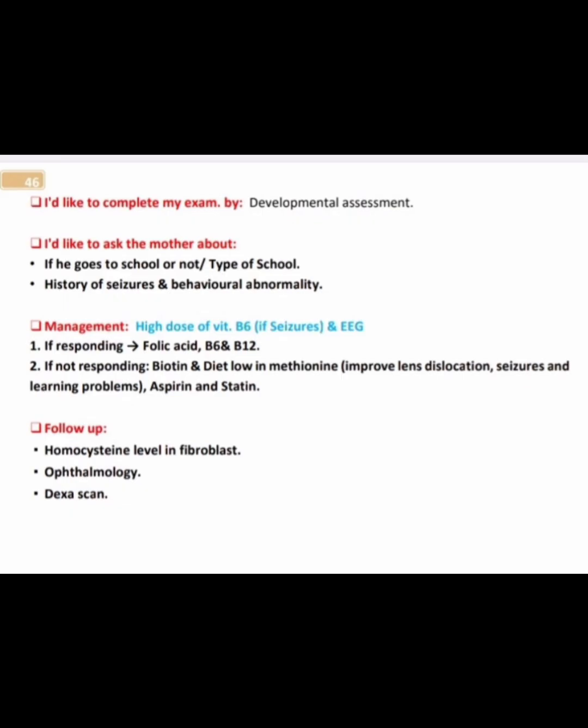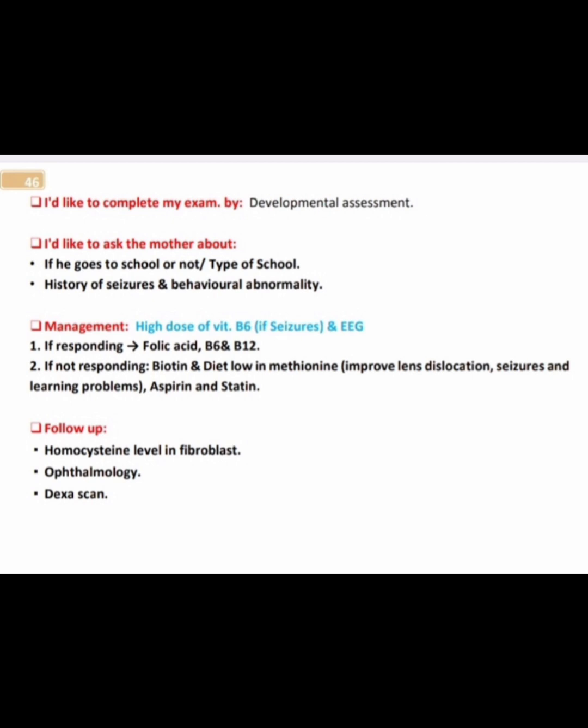Can I end the examination in homocystinuria? I would like to complete my examination by developmental assessment. I'd like to ask the mother if he goes to school or not, type of school, history of seizure and behavioral abnormality. We know that in Marfan syndrome it is normal, whereas in homocystinuria mental abnormality is present. Management is high dose of vitamin B6, if seizures then EEG.